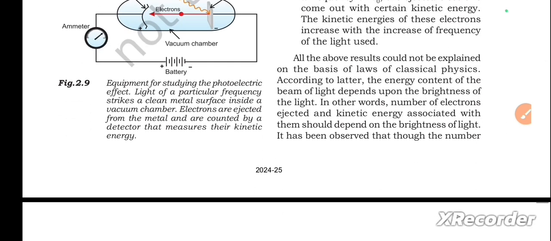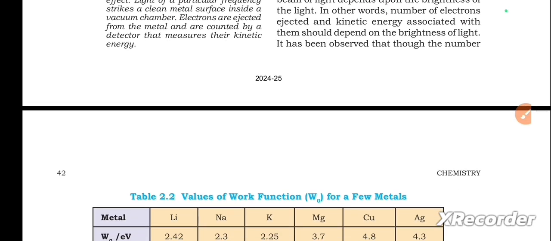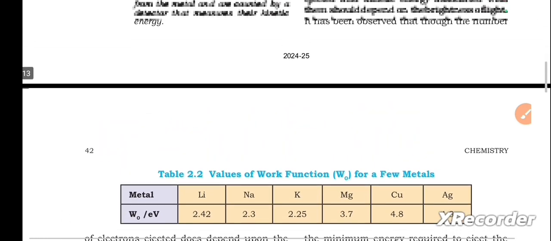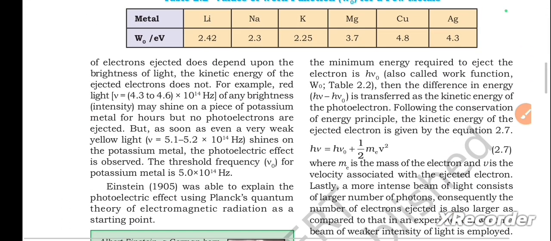All the above results could not be explained on the basis of laws of classical physics. According to the latter, the energy content of the beam of light depends upon the brightness of the light. In other words, the number of electrons ejected and kinetic energy associated with them should depend on the brightness of light. It has been observed that though the number of electrons ejected does depend upon the brightness of light, the kinetic energy of the ejected electrons does not.